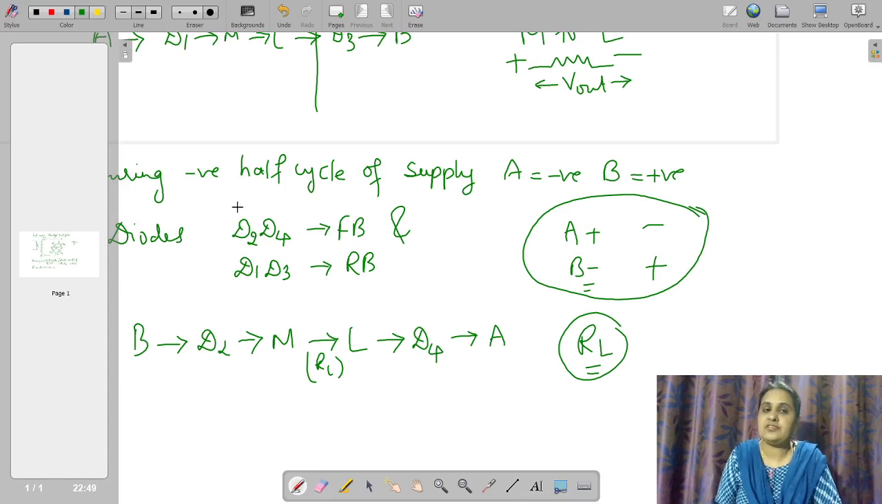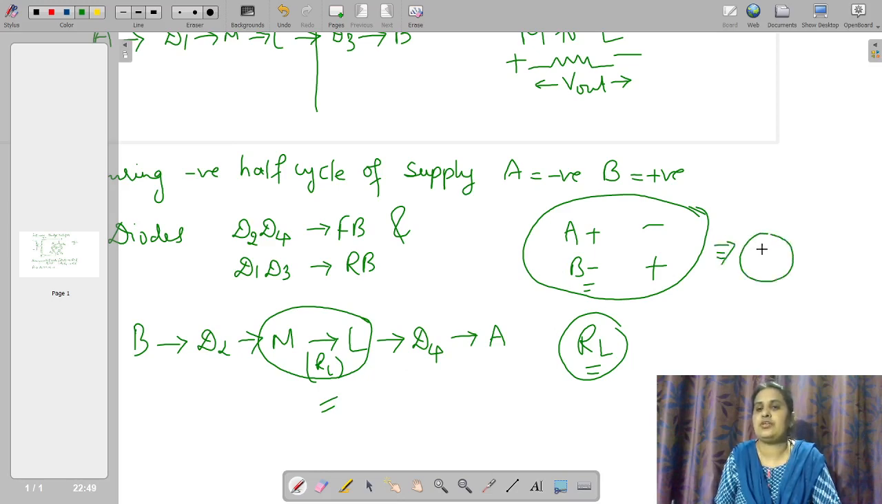In the positive half cycle and in the negative half cycle also, the direction of current is always from M to L. This indicates that the bidirectional voltage or current is converted to unidirectional voltage or current. So this itself tells that it is AC to DC. This concept we arrived at by the construction of the bridge configuration type of rectifier.